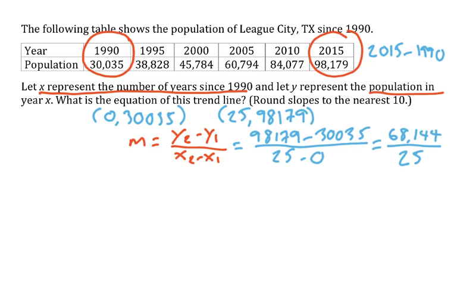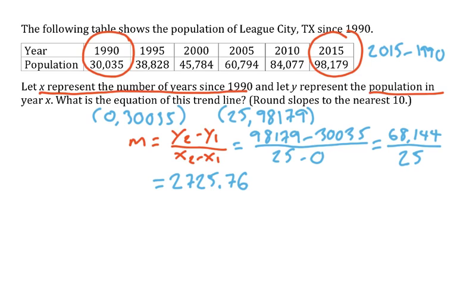That also gives you really a concept of what this slope represents in this real world setting. The population changed by 68,144 people over 25 years. If we simplify that, which would give me 2,725.76, that's really telling me that the population increased by approximately this many people per year.